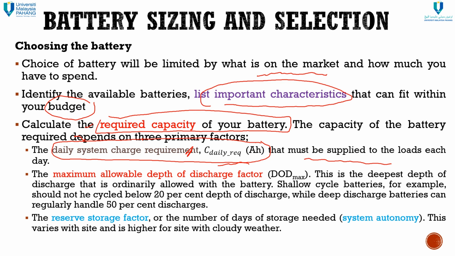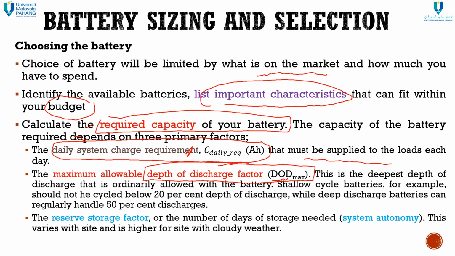Okay. Then there's one more factor. I'm not sure whether those who have touched batteries are used to this. We call that the depth of discharge. The maximum allowable depth of discharge factor is DOD max. It's DOD, the depth of discharge. Okay. This is the deepest depth of discharge that is ordinarily allowed with the battery.